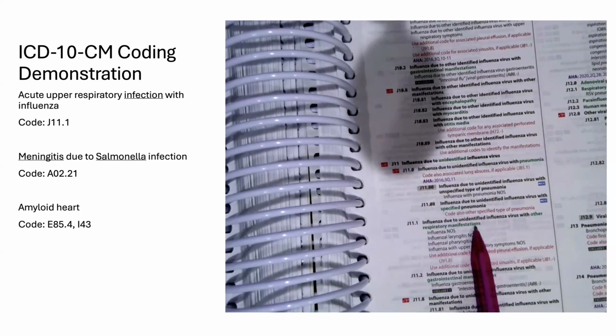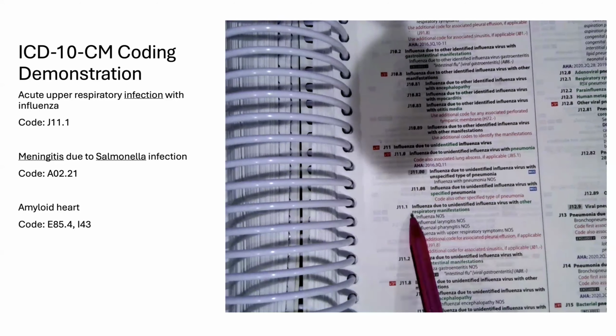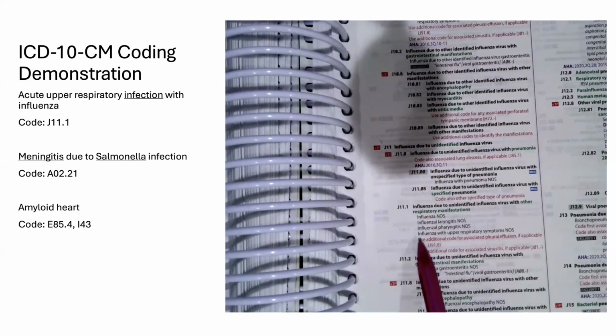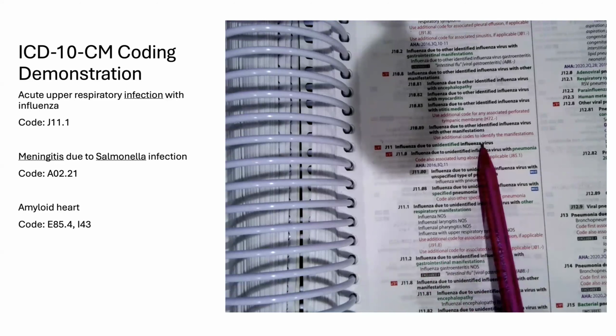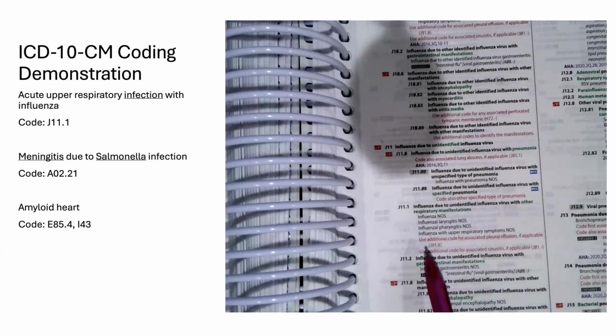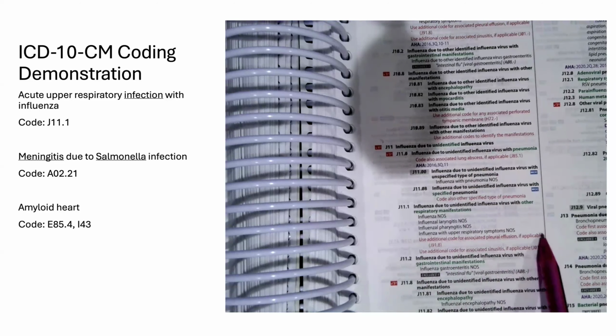Influenza due to unidentified influenza virus with other respiratory manifestations. And what it includes here is influenza with upper respiratory symptoms. So that is our acute upper respiratory infection with influenza. And then we have some instruction notes. The instruction notes are in red in this particular version of the book. Use additional code for associated pleural effusion. If applicable, that means if our documentation supports that there's also a pleural effusion, we're going to add this code. Our scenario did not say that.